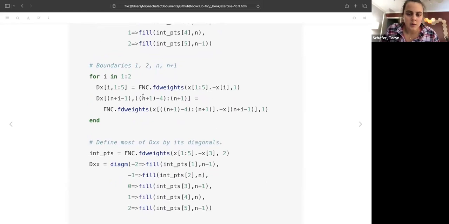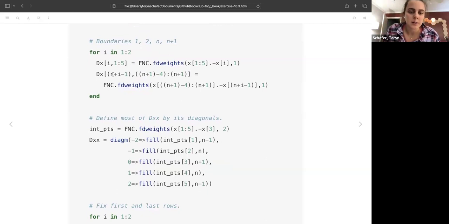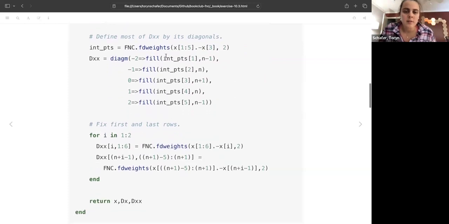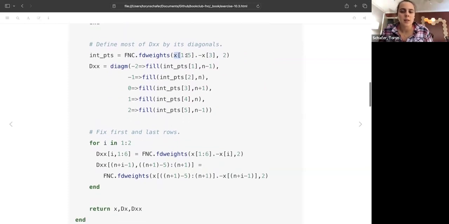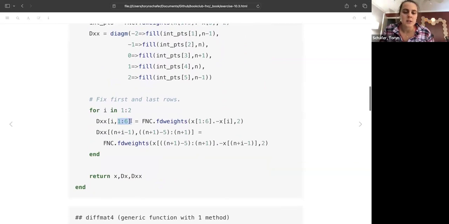I had also changed the code. I had these changing with i here, but I don't think it should be. So I rewrote the indexing to not change with i for the columns. The rows should be indexed for i, but not the columns. And then it's the same thing for the second derivative. They mention in the prompt that, again, there's 5 interior points, and then you can just say you want second derivative from FD weights. And then for the boundaries, there's 6 non-centered weights, so now I have 6.